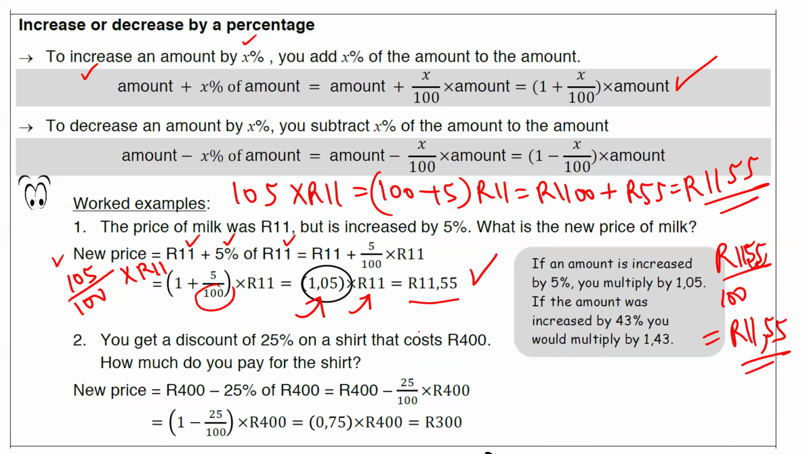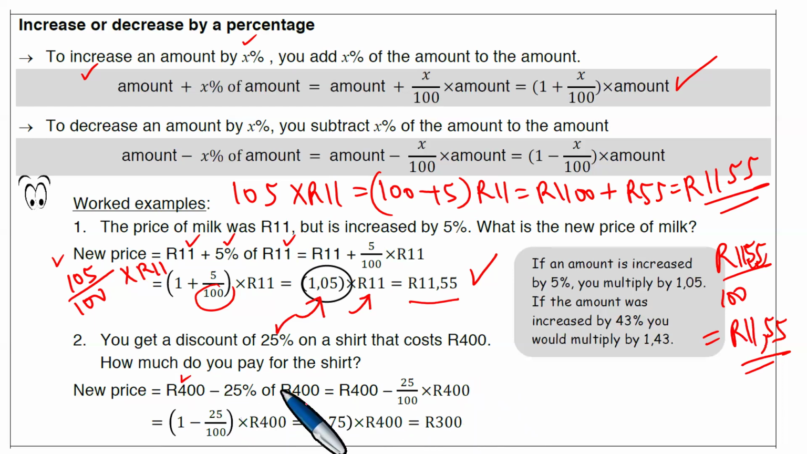Next, you get a discount of 25% on a shirt. You want to buy a shirt and you get a discount of 25% on a shirt that costs 400 rand. How much do you pay for the shirt? The new price of the shirt, because you got a discount of 25%.